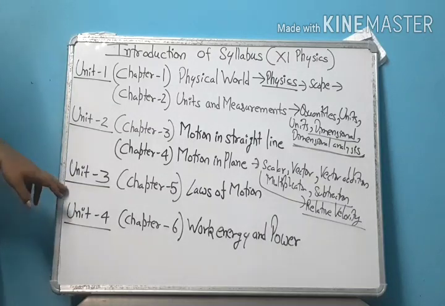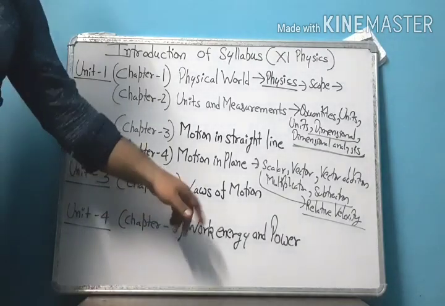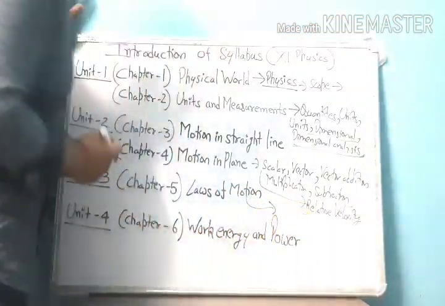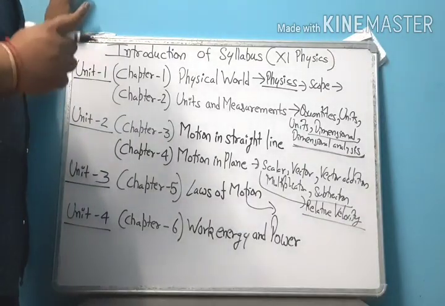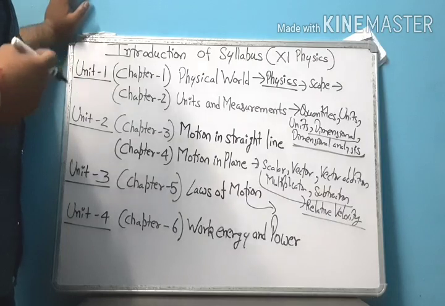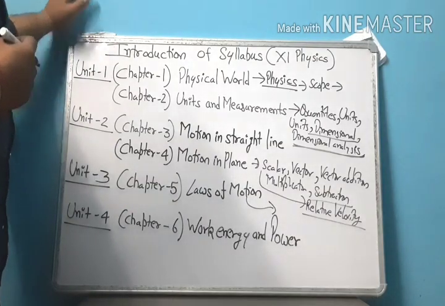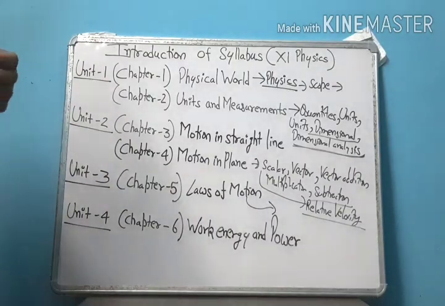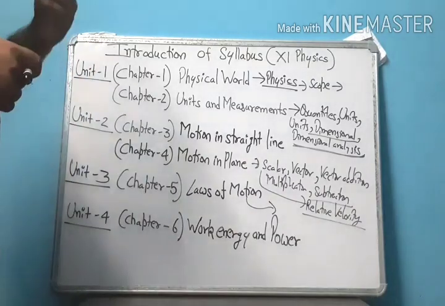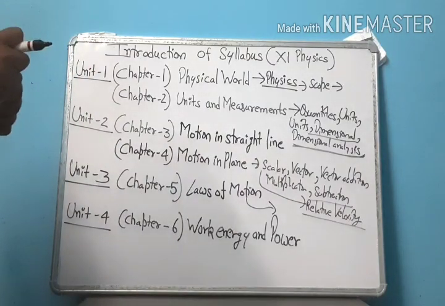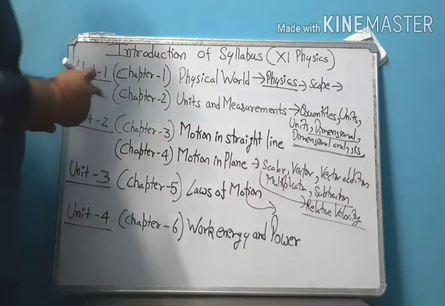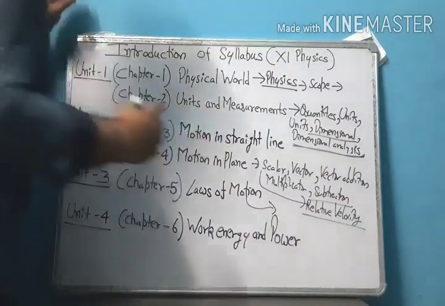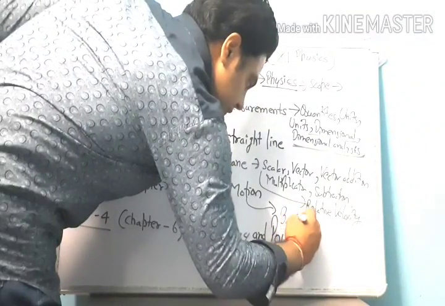Now moving on to unit number 3, that is chapter number 5, laws of motion. As is clear from the name of the chapter, in this chapter we have to study what the laws of motion are. First law, second law, third law, and the conservation of momentum. This is a topic which you have already studied in your previous class. Next is centripetal force, which you have also studied in your previous class. And the major topic of this chapter is banking.